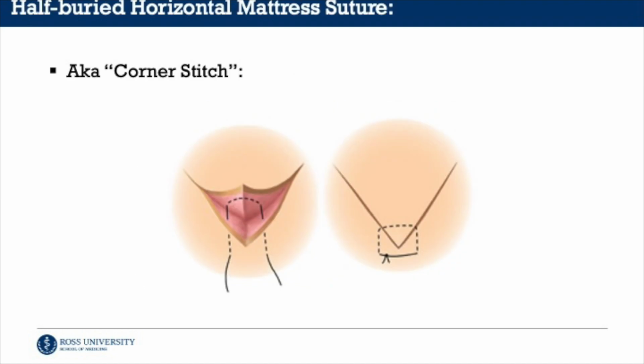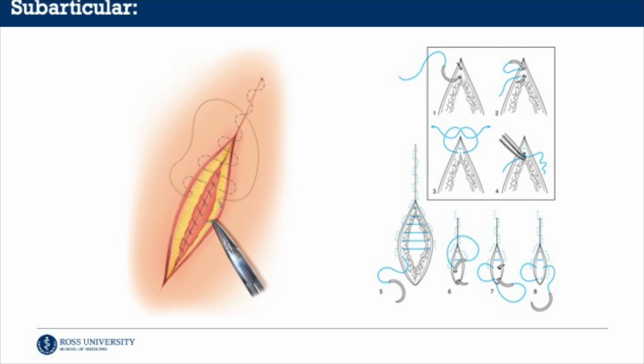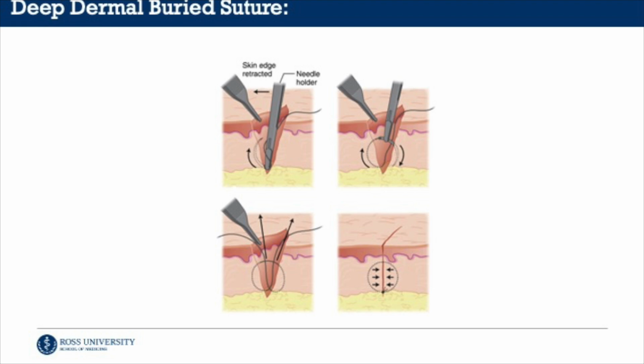Here we have the half-buried horizontal mattress suture, also known as the corner stitch. The half-buried sutures are a variation of the horizontal mattress suture and are used to approximate the point of a flap of tissue. Here on this slide, we have an example of a subcuticular suture. This slide is used to highlight how to start and finish deep buried sutures. This is commonly used when approximating deep layers of tissue before approximating superficial.